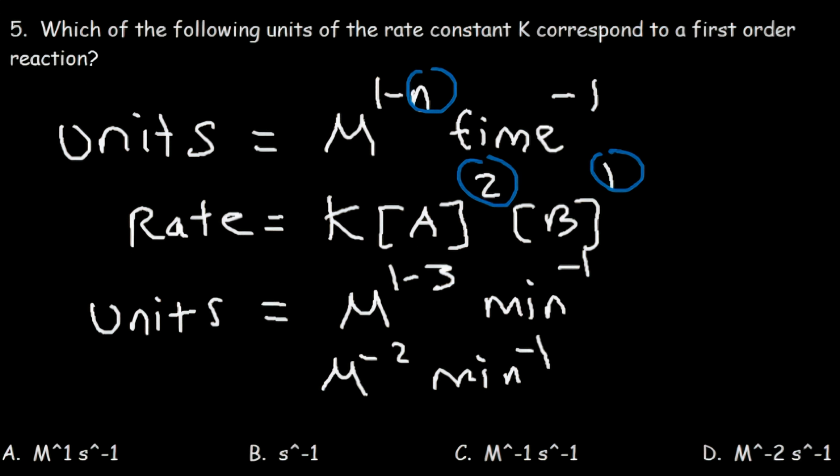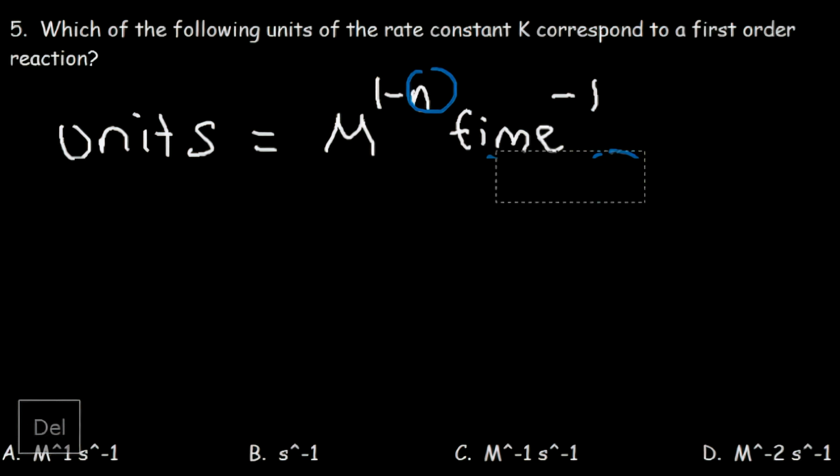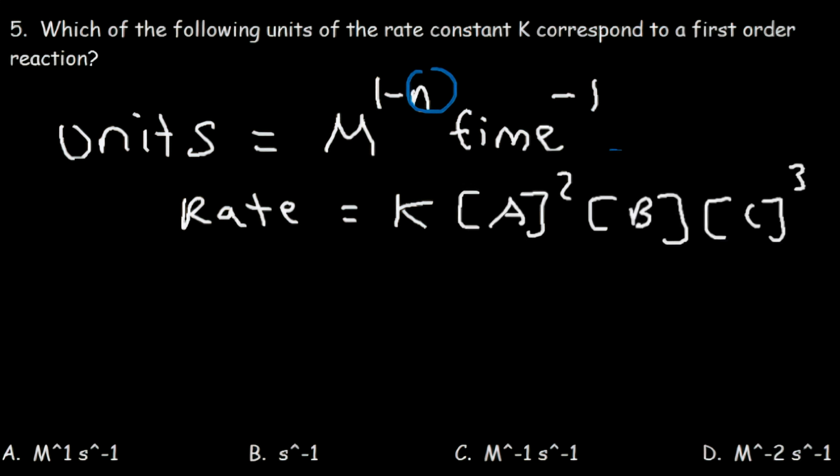Let's try another example. So let's say we have the rate law expression: rate is equal to k A squared B C to the third.